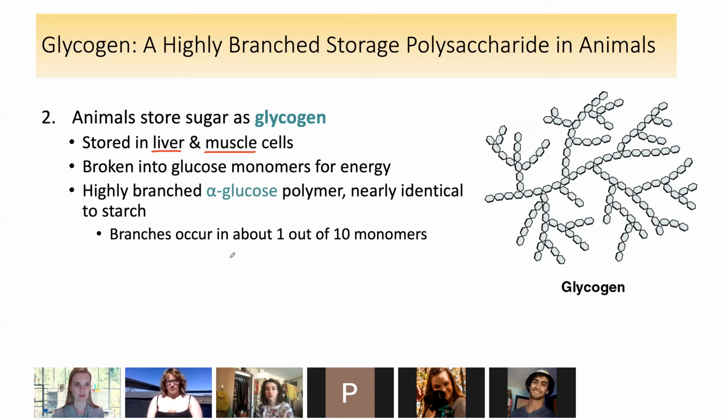So again, this is easily broken down into glucose monomers for that quick energy, and it tends to be highly branched. It's just doing branching more frequently than the starch, but other than that, they're pretty much identical.